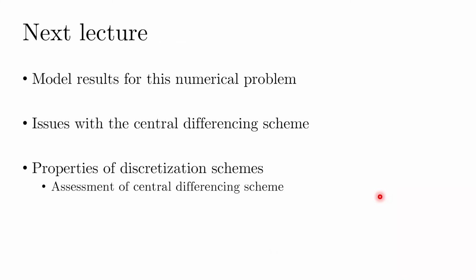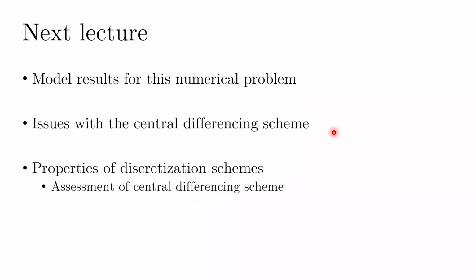Basically in the next lecture, I'll present you the model results for this numerical problem. Without actually showing you what I've done, I'll show you the result of this problem, so that we can understand a little bit about the physical nature of these kinds of problems, and specifically we'll talk about some of the issues with the central differencing scheme. We'll see that if we change certain properties of the system, the central differencing scheme would create some issues that are very complicated at first look.